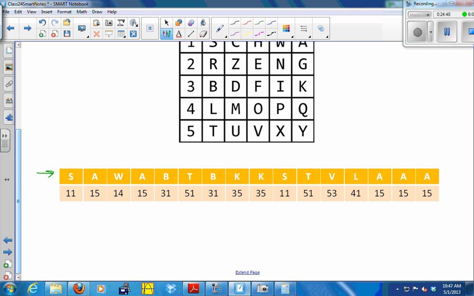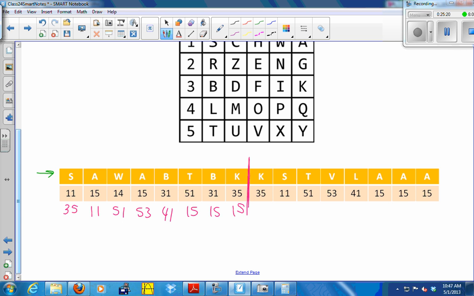Then find the middle of the message. I have 16 letters, so 1, 2, 3, 4, 8. This is going to be the middle of my message. I'm going to take the right half and write it underneath the left half. That undoes the step where I took the bottom and wrote it next to the top. So I write this underneath, and I'm going to have 3, 5, 1, 1, 5 1, 5 3, 4 1, 1 5, 1 5, 1 5.